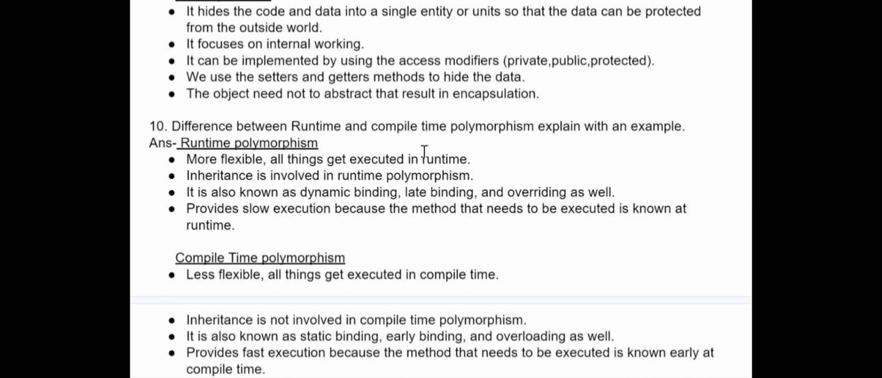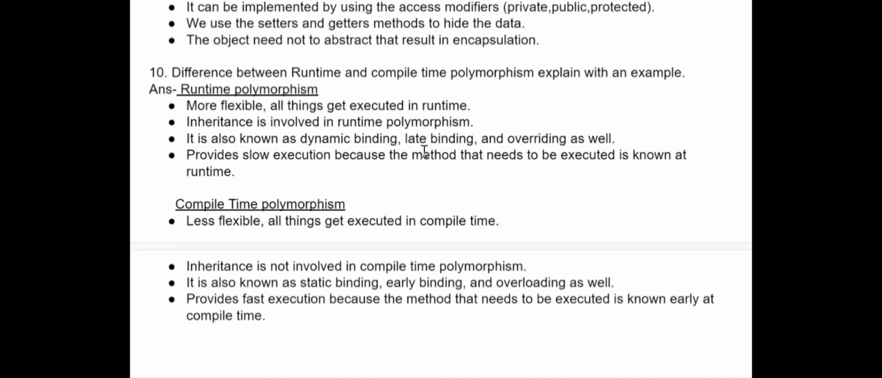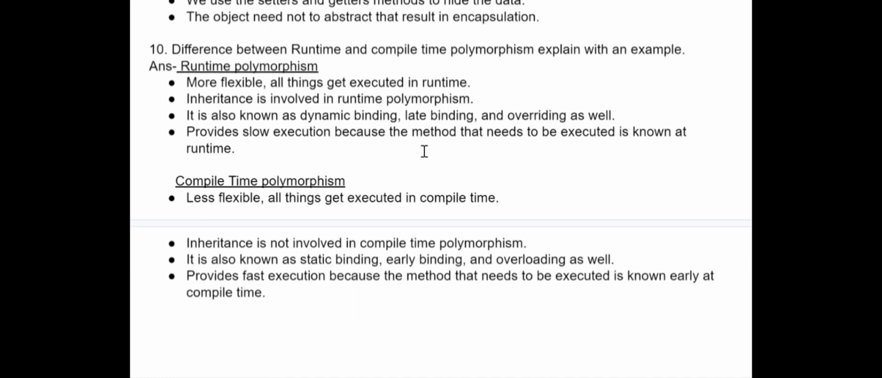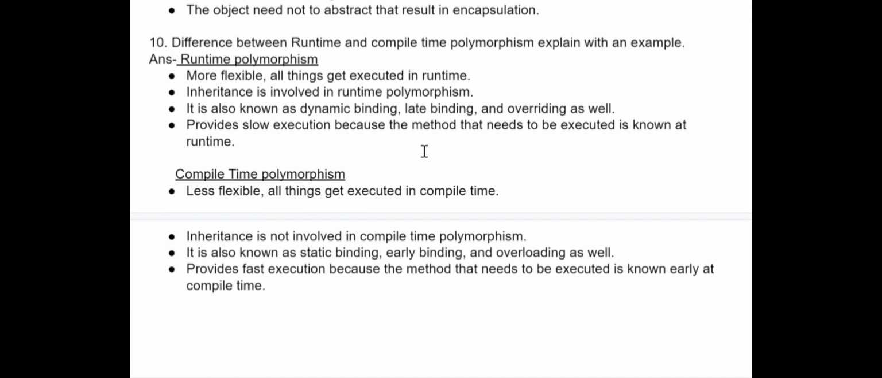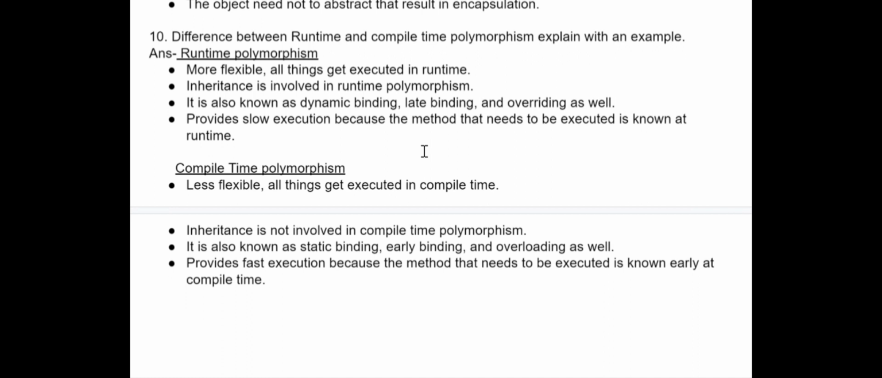Now coming to question number 10, differentiate between runtime and compile time polymorphism. Explain with an example. These are the types of polymorphism: runtime polymorphism and compile time polymorphism. Runtime polymorphism is more flexible, all things get executed at runtime. Inheritance is involved in runtime polymorphism. It is also known as dynamic binding, late binding, and overriding as well. It provides slow execution because the method that needs to be executed is known at runtime.